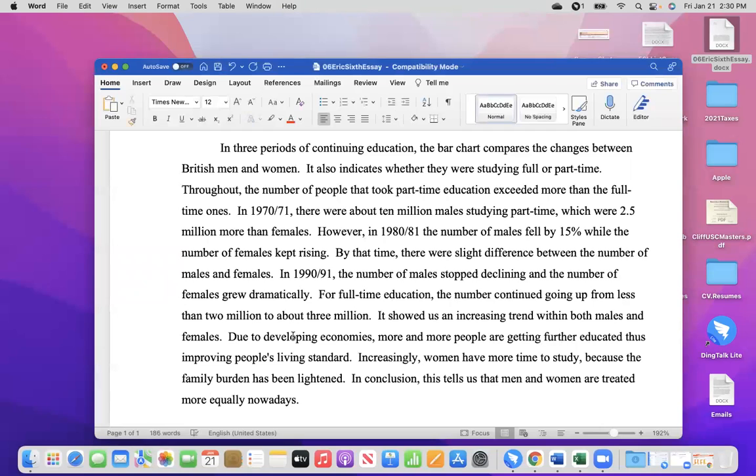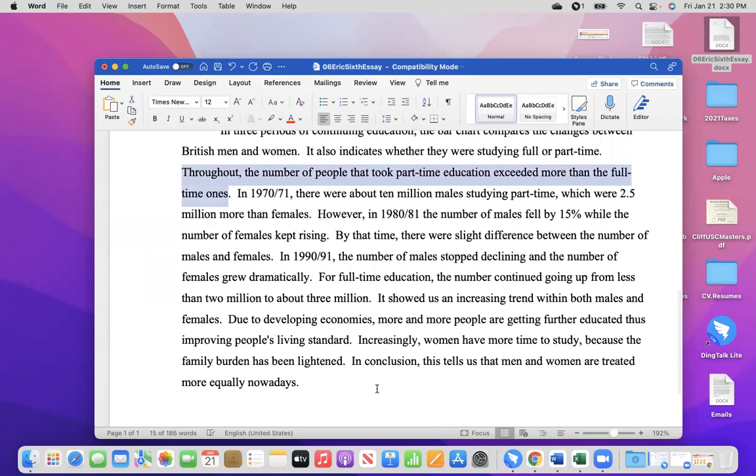Okay, let me just read this quick. In 3 periods of continuing education, the bar chart compares the changes between British men and women. It also indicates whether they were studying full or part-time. Throughout, the number of people that took part-time education exceeded the full-time ones. Yeah, that's okay. Maybe we could do something a little bit better, but that's all right. In 1970 to 71, there were about 10 million males studying part-time, which were 2.5 million more than females.